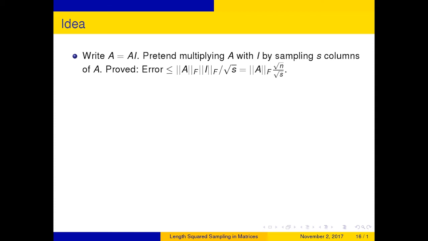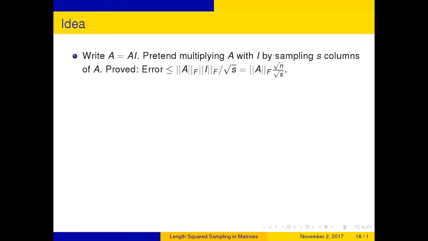So the intuition is interesting because it's very curious what I'm going to do. I'm going to take A and multiply it with the identity, right? Using my lemma for sampling. Of course, I know that A is equal to A times identity. So pretend multiplying A with identity, but by sampling S columns of A. So we proved the matrix multiplication theorem, which said the error goes down as 1 over root S, and these were the Frobenius norms.